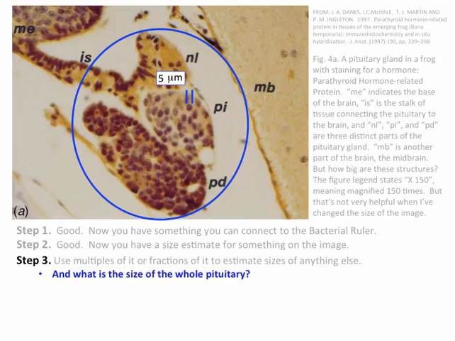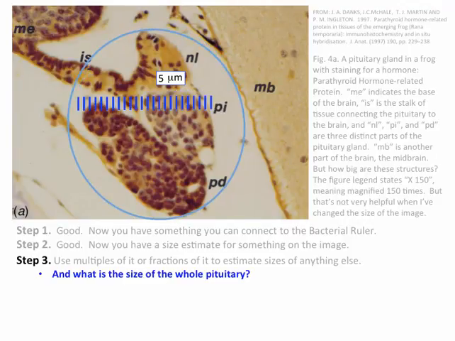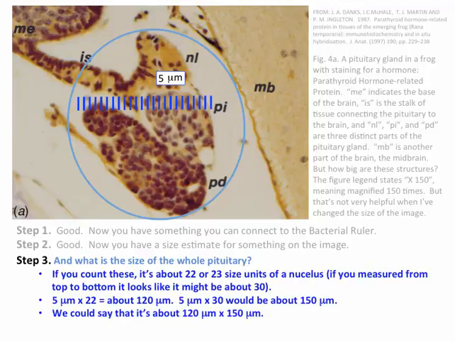Let's try another problem. What's the size of the whole pituitary gland? That's the NL-PI-PD. We can duplicate lines, and if you counted these lines, it's about 22 or 23 of the size units of the nucleus. If you measured it from top to bottom, it would be a little more, around 30.